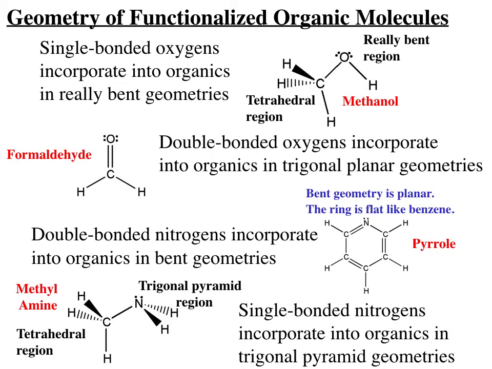Introduce some examples where I functionalize the hydrocarbon, which means I attach atoms other than carbon to the carbon-carbon backbone. Now these other atoms which I attach open the possibility of adding in geometric features other than the ones shown for carbon and hydrogen bonding, which were tetrahedral, trigonal planar, and linear cases.